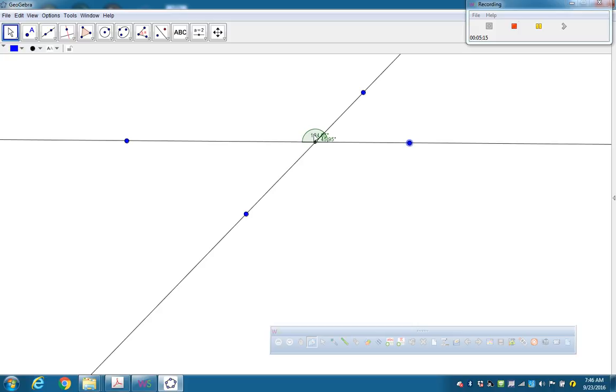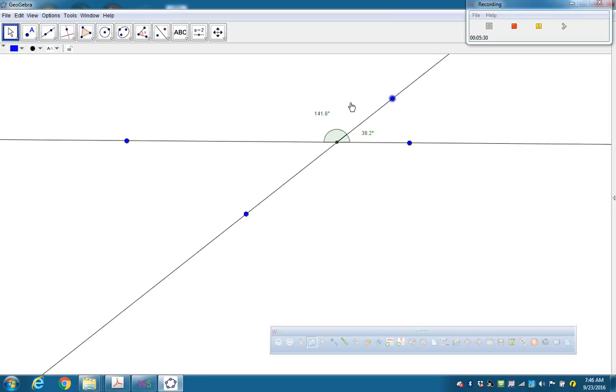The other thing you could do, you could click on the measurement of the angle so you could see it more clearly and bring it outside. Isn't that cool? I'm on the angle tool, but if I drag them around, okay, and now I can see those two angles.